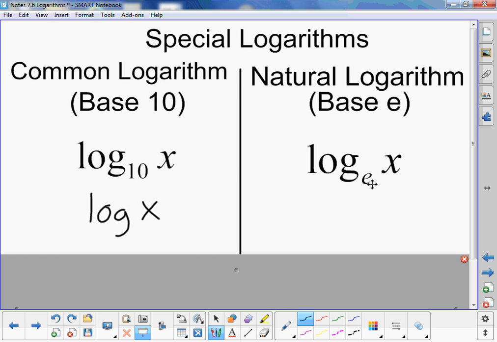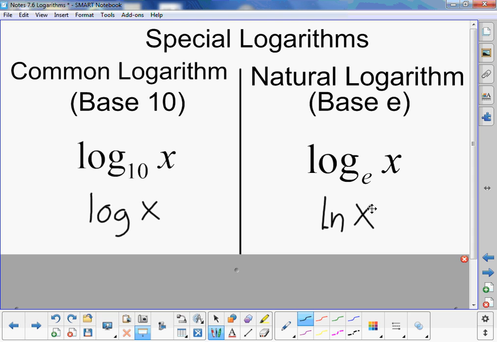We went over the natural number, e, Euler's number. Instead of writing log base e, this comes up so often that we just write ln. Sometimes you'll catch me putting a capital L. It's actually supposed to be lowercase, but I do a capital one sometimes. So log base e is the same thing as ln of x.